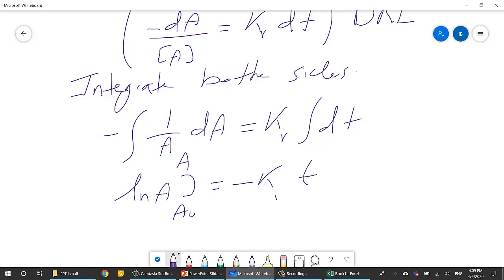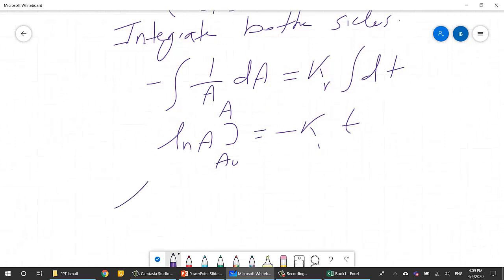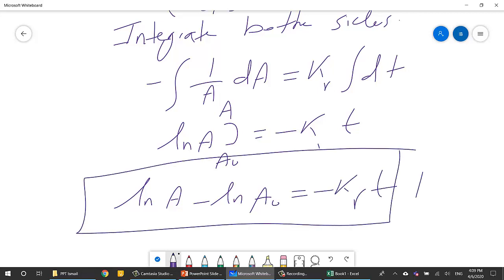times t, because the integration of dt is time, and that will give you right away your famous equation, which is ln A minus ln A naught is equal to minus Kr times time. This is the integrated rate law for first order kinetics. It's a very simple equation. We can use it right away to determine the concentration of a reactant at any time. We can also use it to determine the rate constant and so on.